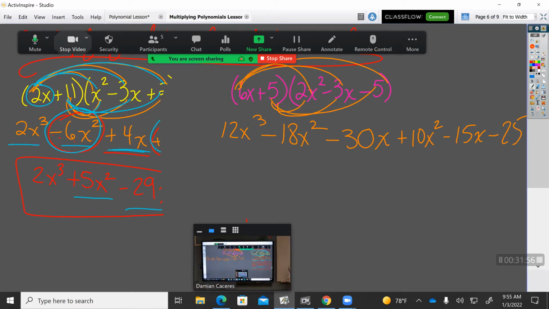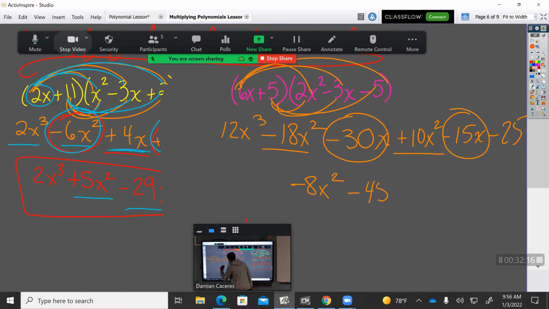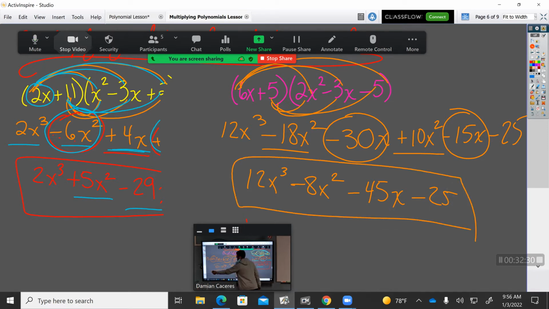Now there's two sets of like terms in the middle. Start with the two exponent. Negative 18x squared and positive 10x squared. When you put them together, gives you negative 8x squared. Now we also have like terms over here. Negative 30x, negative 15x, which gives you negative 45x. Now the first and the last term just come down. So the 12x to the third comes down at the beginning, and the negative 25 comes down at the end. That is your answer. Any questions? Pretty simple.